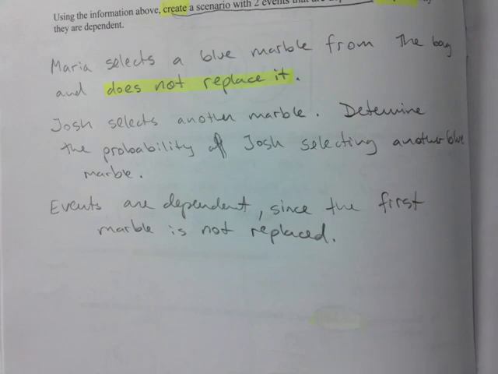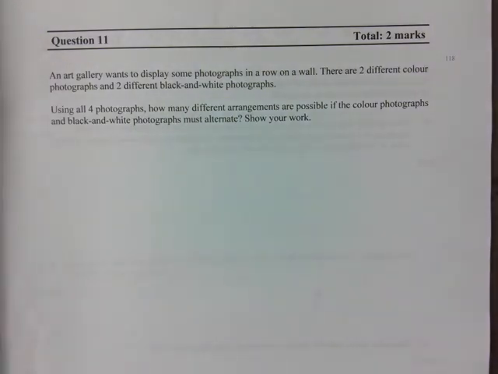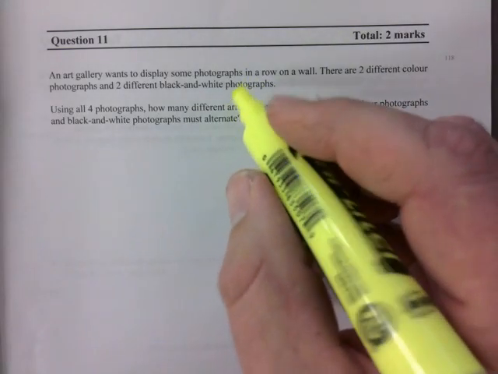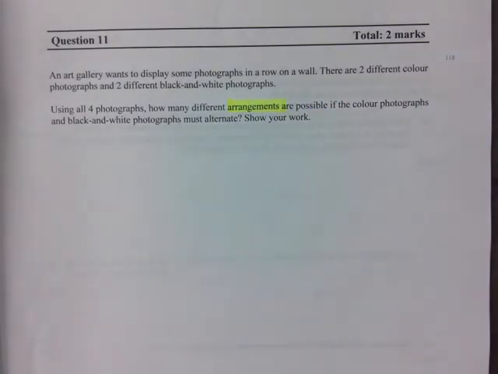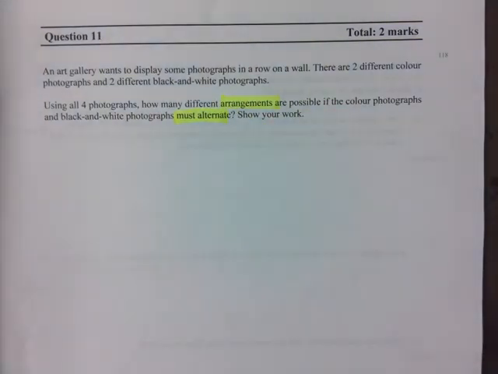All right, and so that's just how you do one of those. Let's keep going. Question 11. An art gallery wants to display some photographs in a row on a wall. There are 2 different color photographs and 2 different black and white photographs. Using all 4 photographs, how many different arrangements? Right? Arrangements is when order matters. Okay, are possible if color photographs and black and white photographs must alternate. So that's something that we did mention at one point.